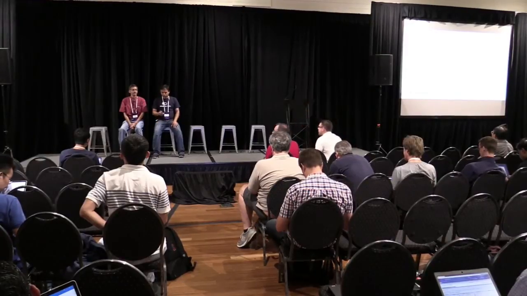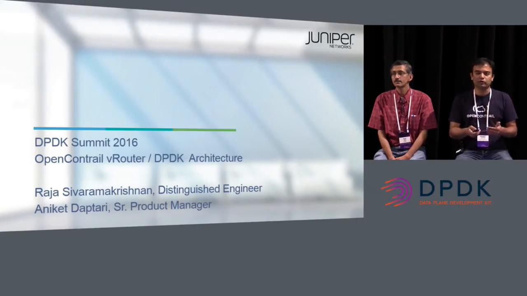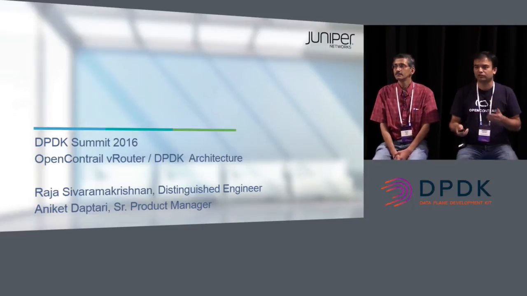So quickly, we are representing Juniper Networks here, and the product we are going to talk about is OpenContrail. OpenContrail is an open source project for network virtualization.